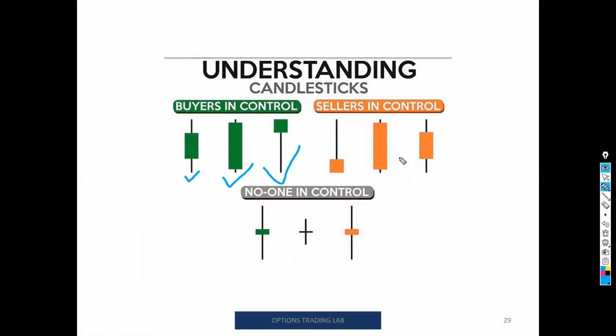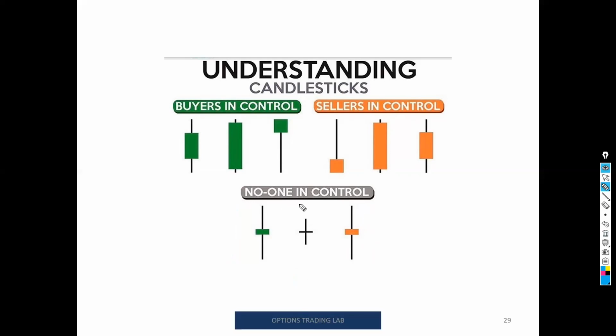And of these candlesticks, this is the strongest one, this is the second strongest one, and this is the next strongest one. And these are the other candlesticks. These are indecision candlesticks. We cannot take a trade based on these kinds of candlesticks because buyers and sellers are equal in control.